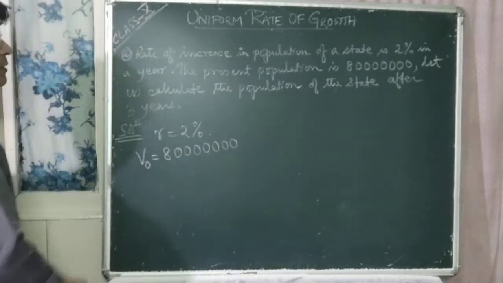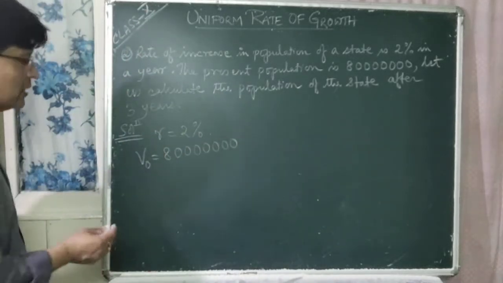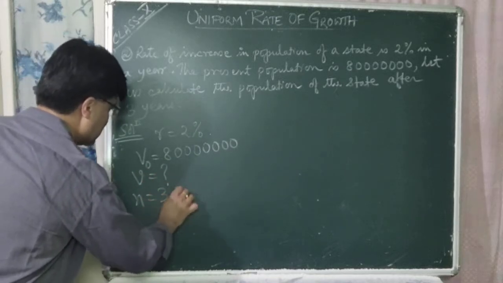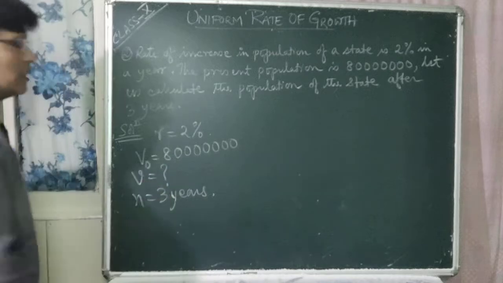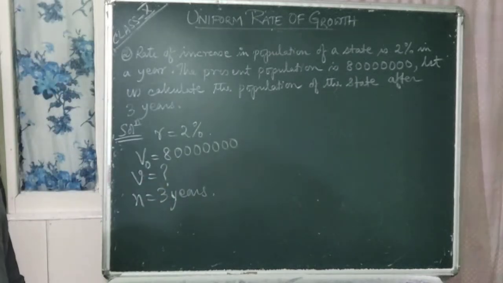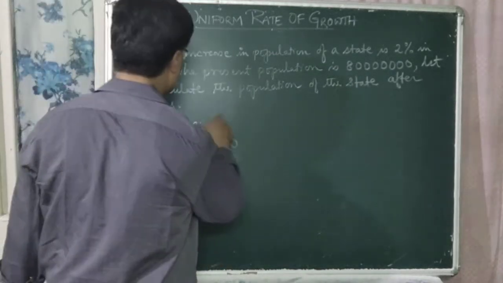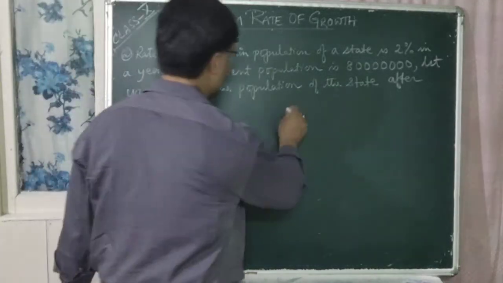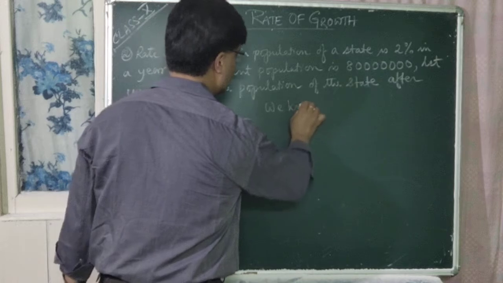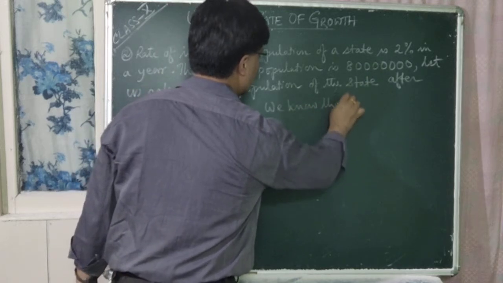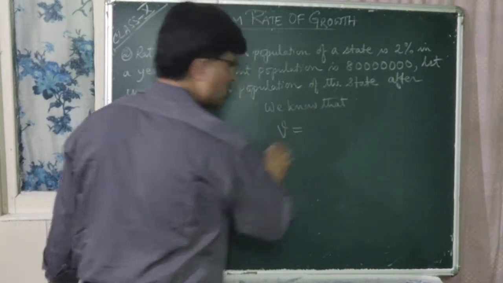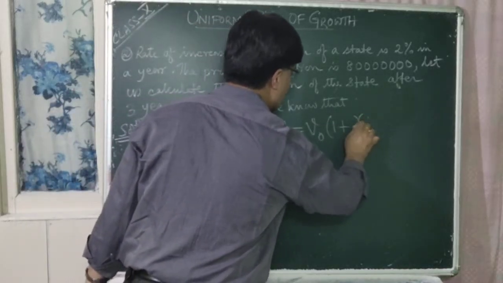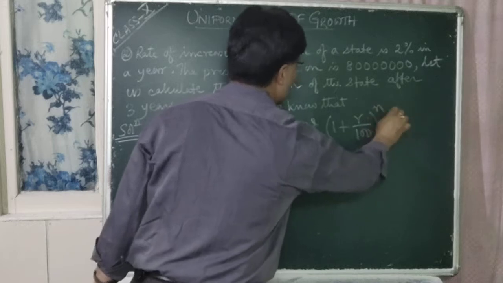Now, let us calculate the population of the state after how many years? 3 years. That is V is equal to question mark. N is equal to 3 years. Now we know the formula, isn't it? We know that this is increasing. So you have to write plus sign. That is, we know that V is equal to what? What is the formula? V0 (1 plus R upon 100) whole to the power N.